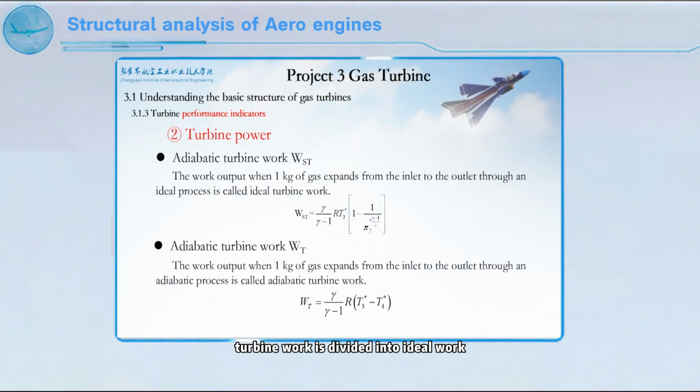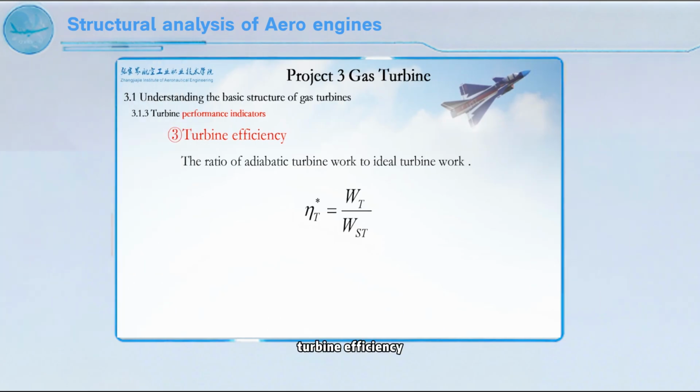Turbine work is divided into ideal work and adiabatic work of the turbine. The ideal work of the turbine refers to the work output by 1 kilogram of gas through an ideal process expanding from the inlet to the outlet, which is called ideal turbine work. The adiabatic work of the turbine refers to the work output by 1 kilogram of gas through an adiabatic process expanding from the inlet to the outlet, which is called adiabatic turbine work.